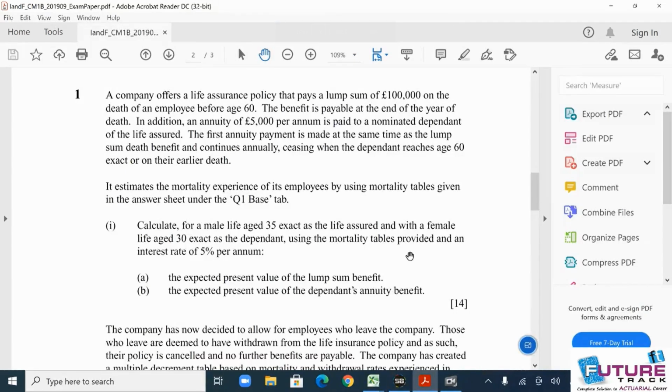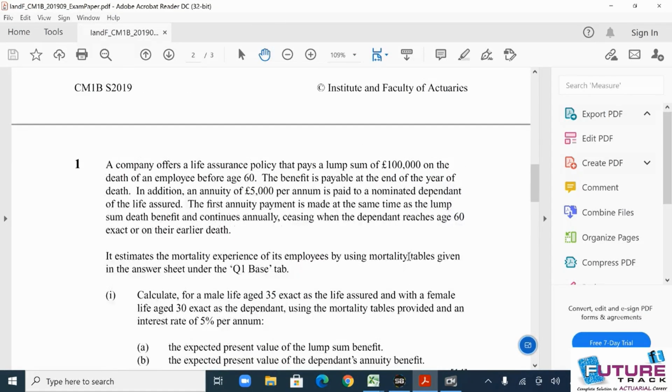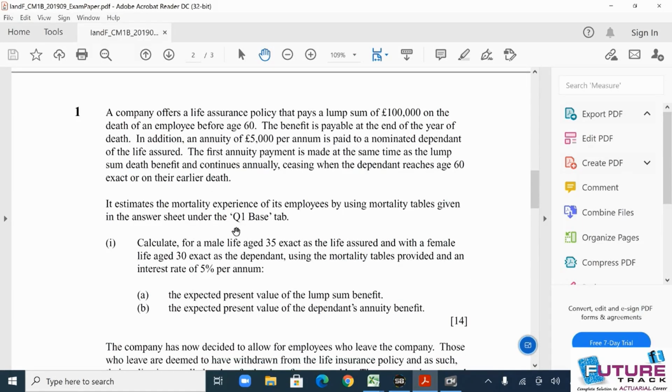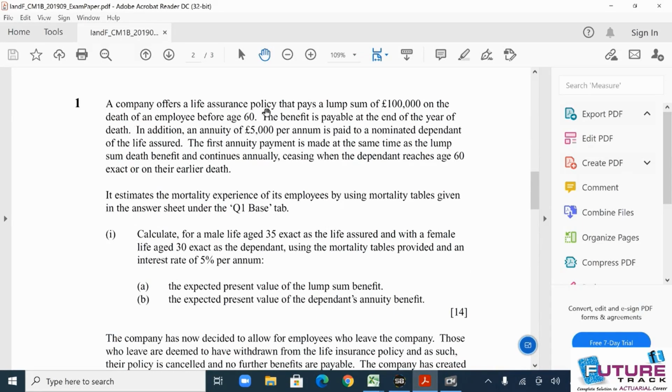Hello class, let's see one more question from your September 2019 paper of IFOA. It's a very good question. What it says: a company offers a life insurance policy that pays a lump sum of 1 lakh on the death of an employee before age 60. The death benefit is payable at the end of the year of death.